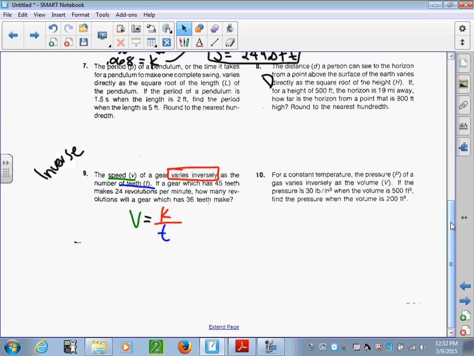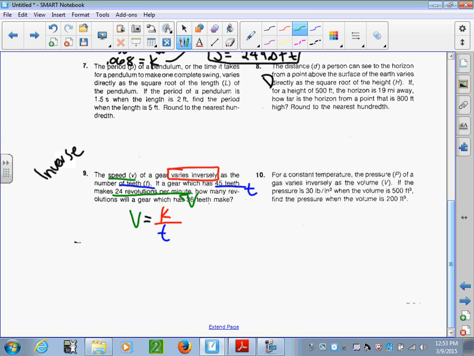Now I'm going to plug in what is given to me to find K. Alright, so I'm going to read the next sentence for that. If a gear has 45 teeth, so this is my T, it makes 24 revolutions per minute, so that's my speed. Speed is represented by V. How many revolutions will a gear which has 36 teeth make?